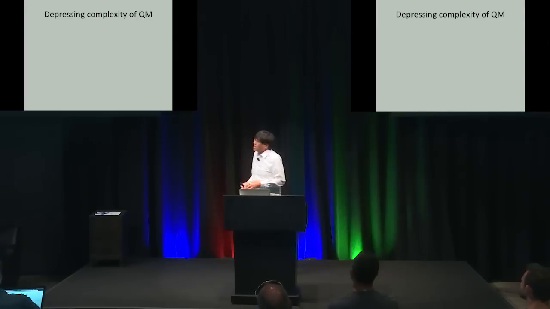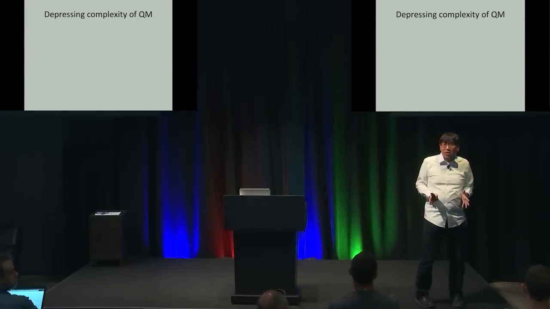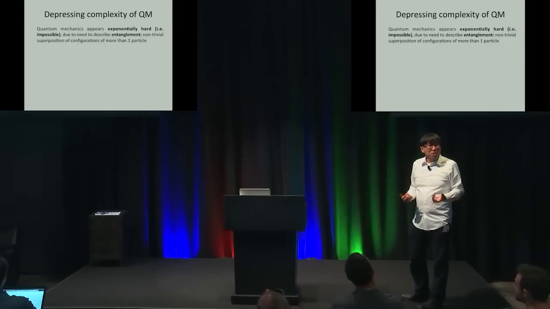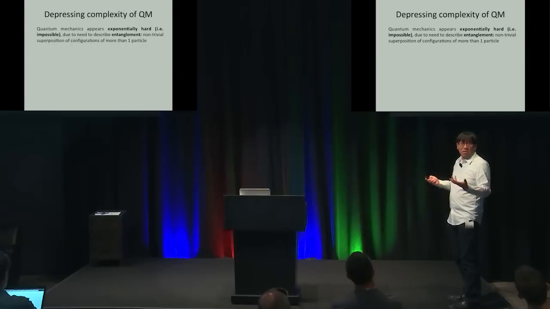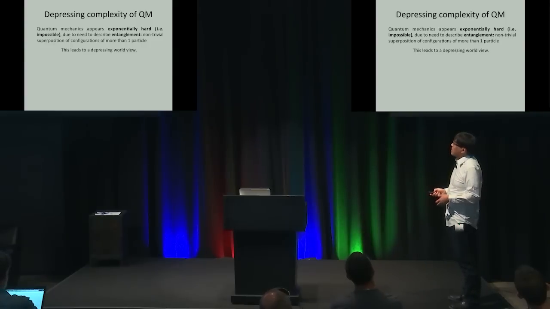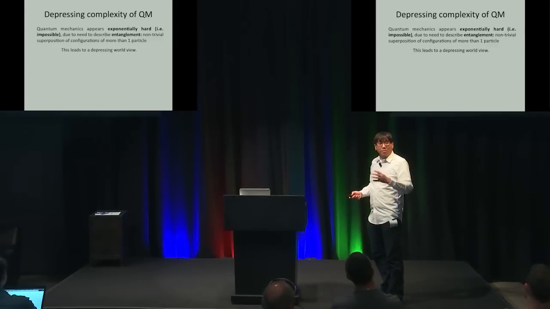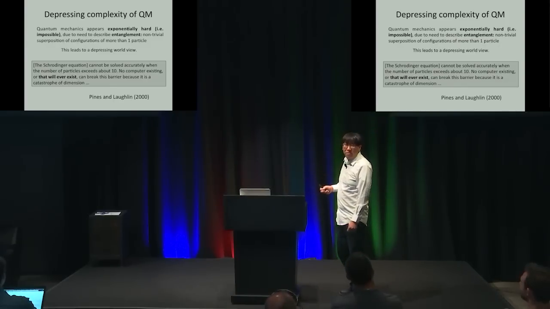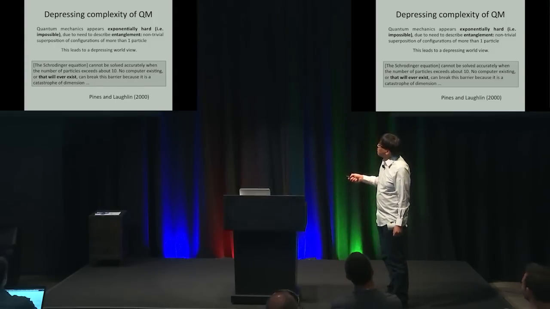This leads to a kind of depressing viewpoint on quantum mechanics, because what we're saying is we know these fundamental equations of nature, but when you have more than just a handful of particles, you have to keep track of an exponential set of possibilities, and that just doesn't seem feasible. And indeed, if you were to go back to the 20th century, you see statements written all the time that are really quite depressing. So, for example, this is from the year 2000. David Pines and Bob Laughlin, both very famous people. Bob Laughlin was a Nobel laureate in physics for the fractional quantum Hall effect. And he wrote the Schrodinger equation cannot be solved accurately when the number of particles exceeds about 10.